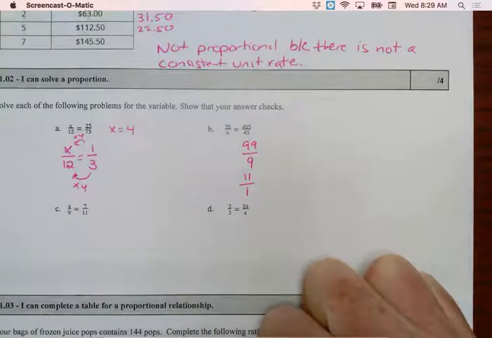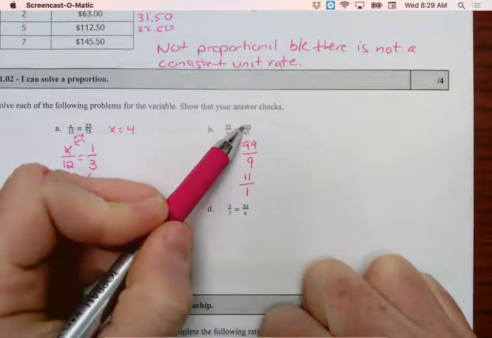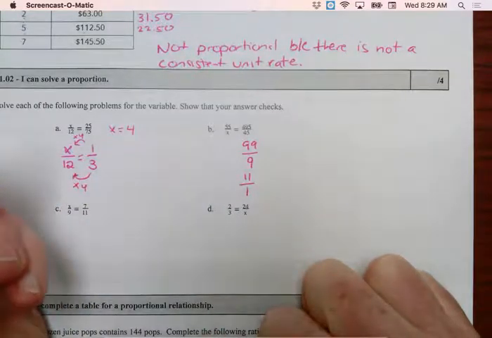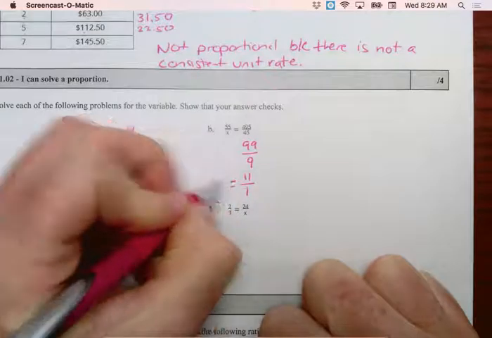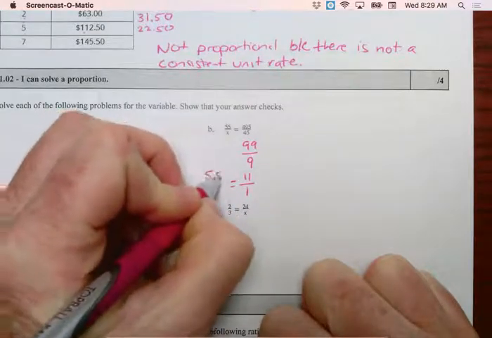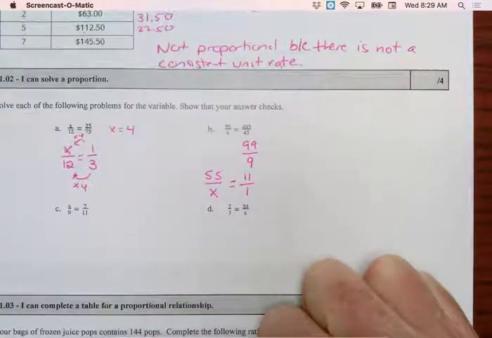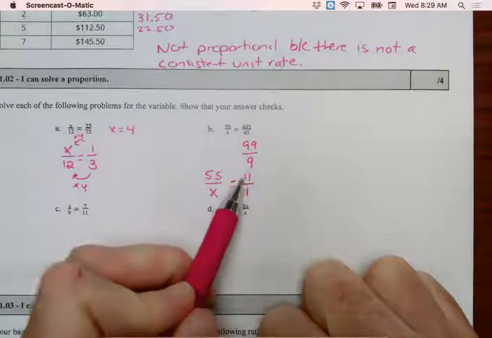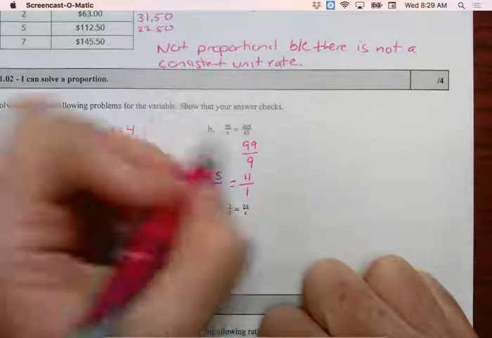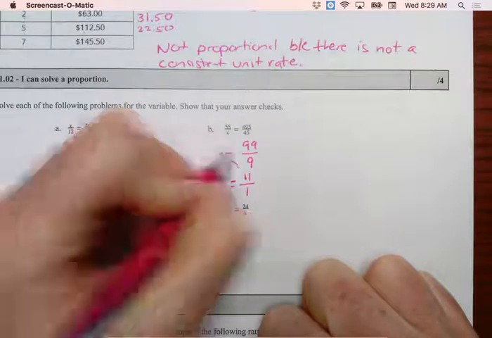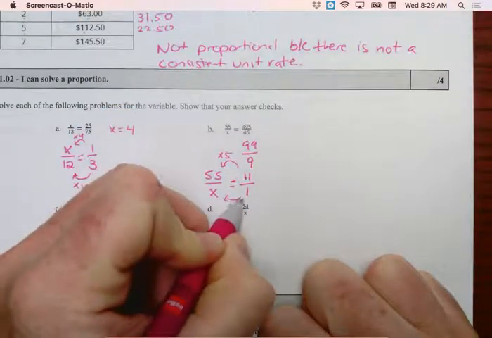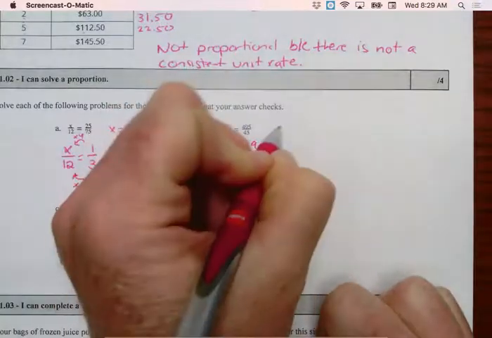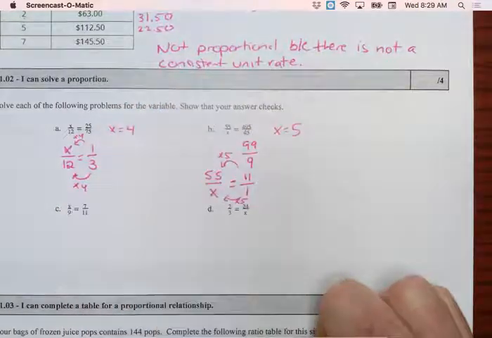So right off the bat, 45 actually went into 495, but I didn't know that off the top of my head, so I just did it piece by piece. Now, if I multiply 11 by 5, I get 55. If I multiply 1 by 5, I get 5. So this x is 5.